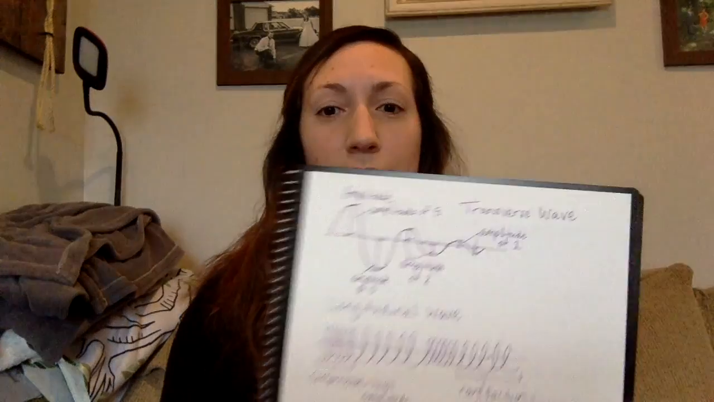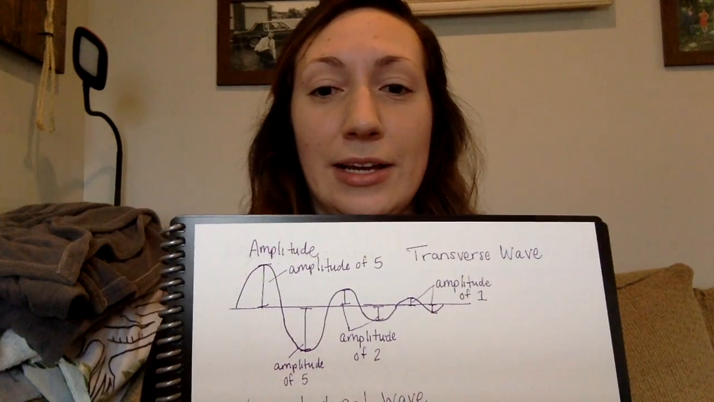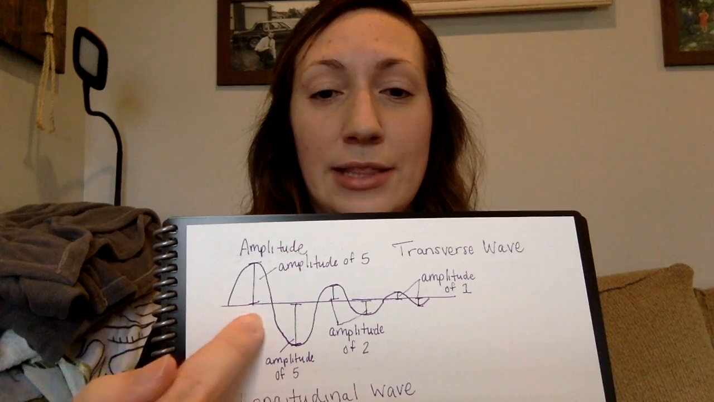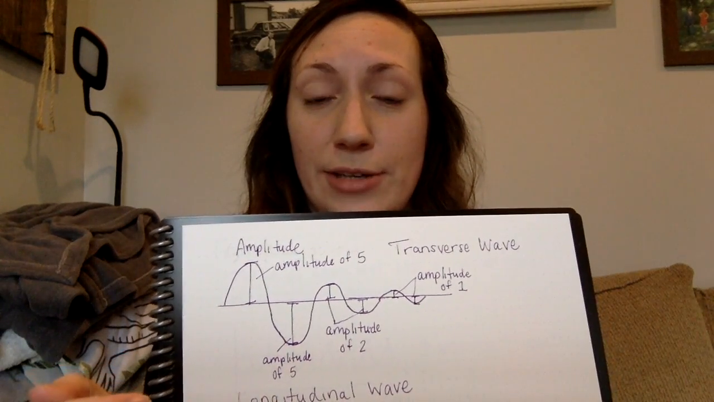So the first thing that we have is amplitude. And this is the maximum distance that the particles of a medium carrying the wave move away from their rest position. And so I have some notes I'd like to show you. Hopefully this works out. Let me see if I can get it. All right. So if we have right here, this is our line, and our line would be our rest position.